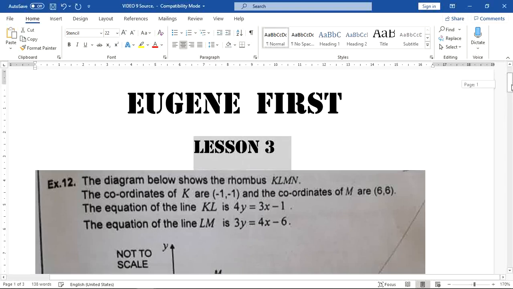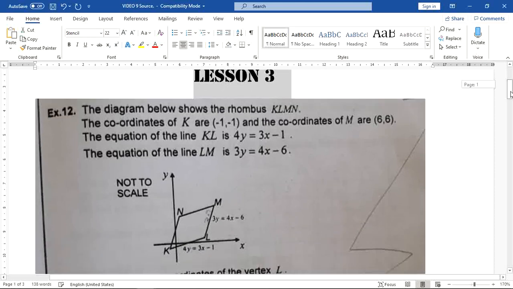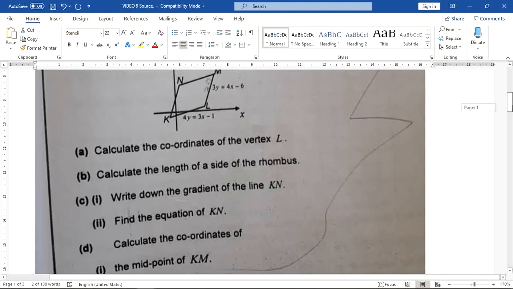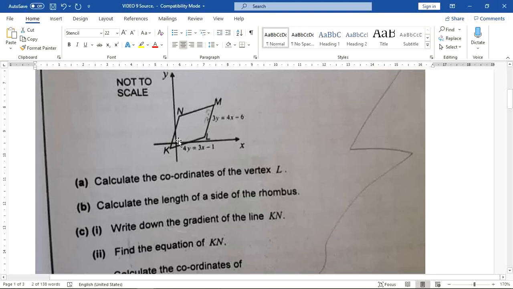We'll continue solving this exercise 12 from the YMX Plus textbook. In the second video we solved part A and part B, and in this video I'm going to help you to solve C Roman 1 and Roman 2. So C Roman 1 says write down the gradient of line KN. So we want to find the gradient of line KN.